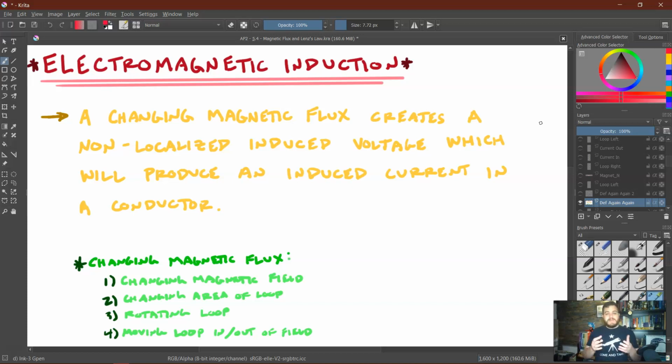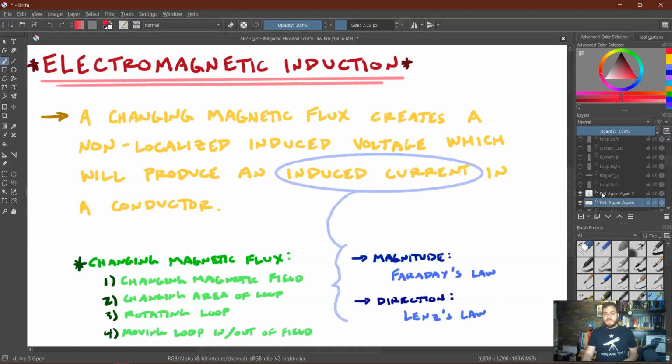Now the question is, when we get this induced current, how big is it? And in what direction does it go? And there's actually 2 different laws that give us those details. The magnitude is given by something known as Faraday's law. We're not going to focus on that today. That's actually going to be the subject of the next video. So how large or how small this current is. The direction of the current, for instance, if it's going one way or the other, is a result of something known as Lenz's law, which we're going to talk about now.